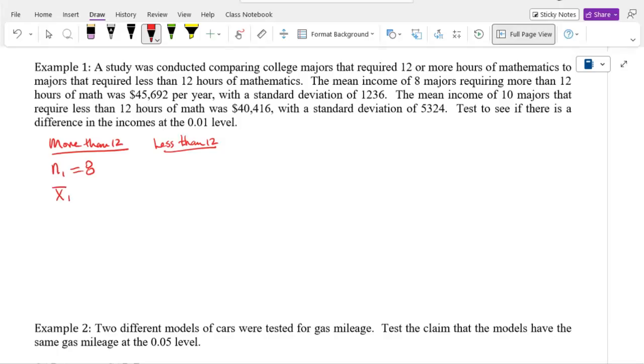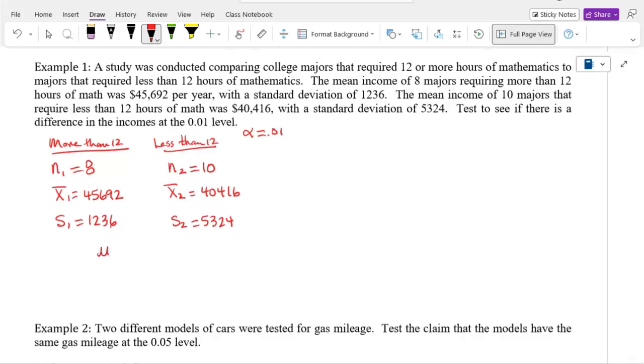And their mean income was $45,692 with a standard deviation of 1,236. The mean income of 10 majors with less than 12 hours of math, that's sample number 2, had a mean income of $40,416 with a standard deviation of 5,324. Test to see if there's a difference in the incomes at an alpha of 0.01.